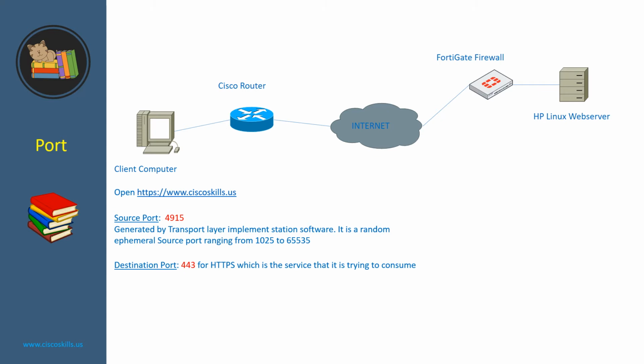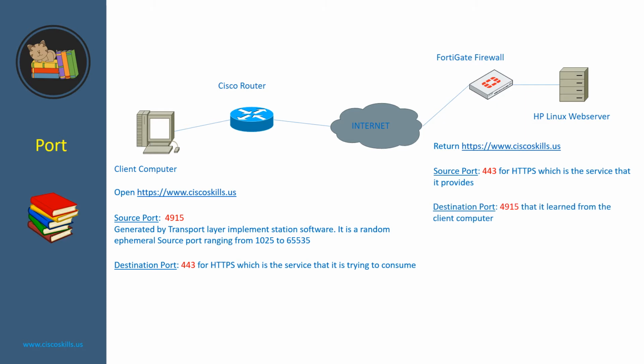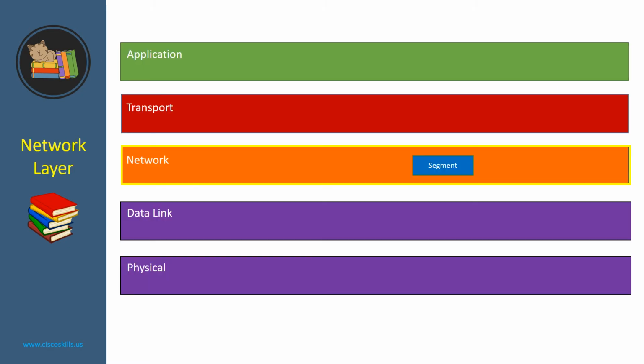Now, at the web server returning Cisco skill web page, it knows the source port is 443 for secure web service that it provides. It also knows the destination port is 4915 that it learned from the client. That is how the transport layer gets the port information. Let's continue with the data encapsulation process at network layer.